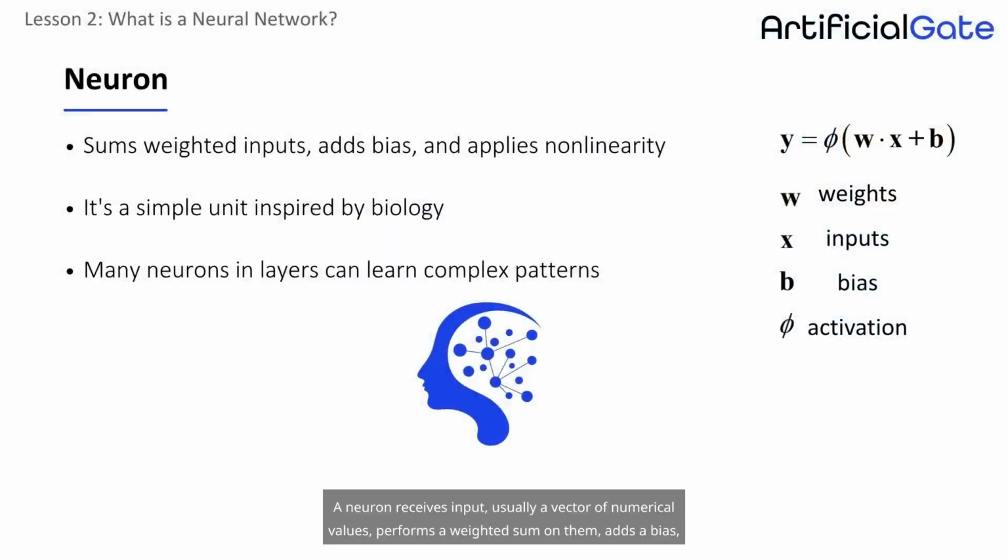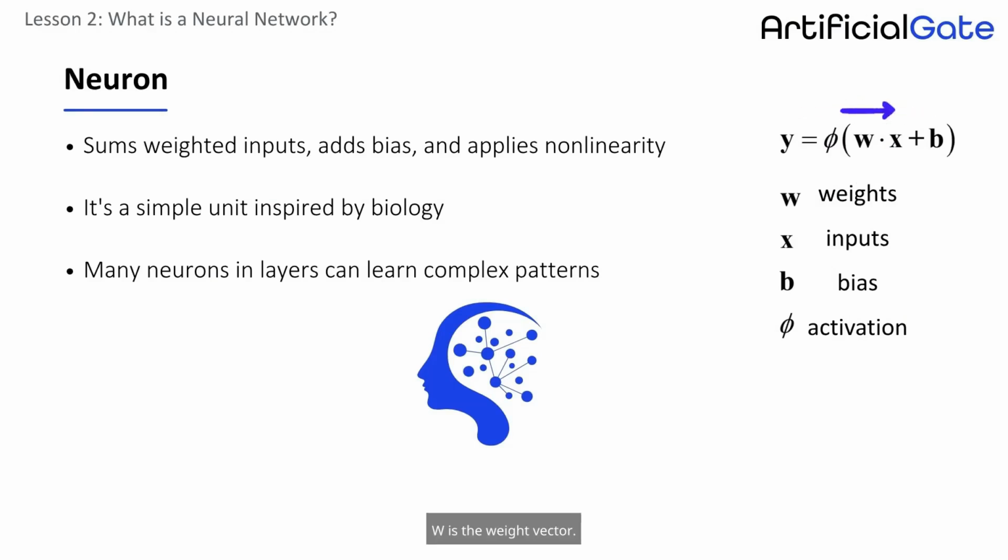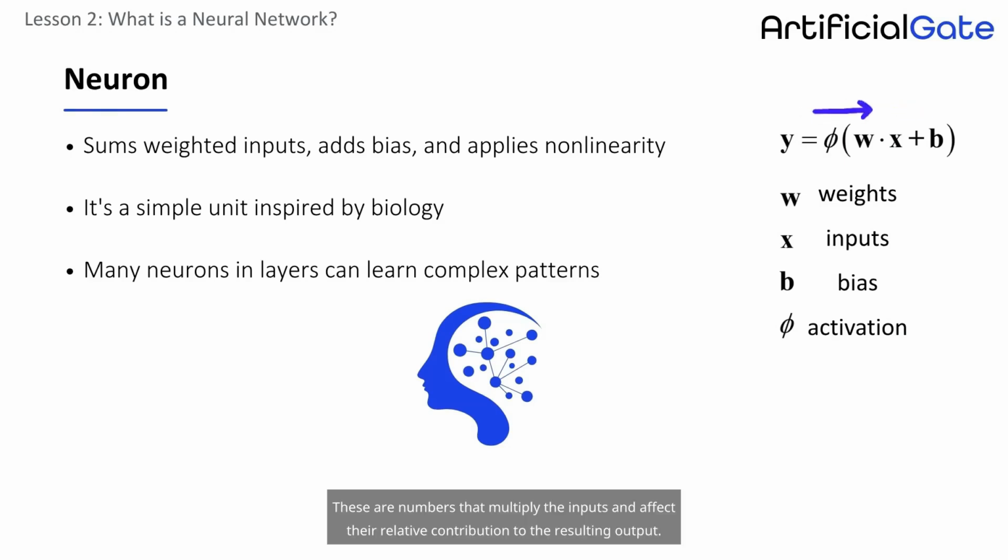A neuron receives input, usually a vector of numerical values, performs a weighted sum on them, adds a bias, and then applies a nonlinear function to the result called an activation function. The formula looks like this, where x is the input vector, for example, pixel values in an image. W is the weight vector. These are numbers that multiply the inputs and affect their relative contribution to the resulting output.